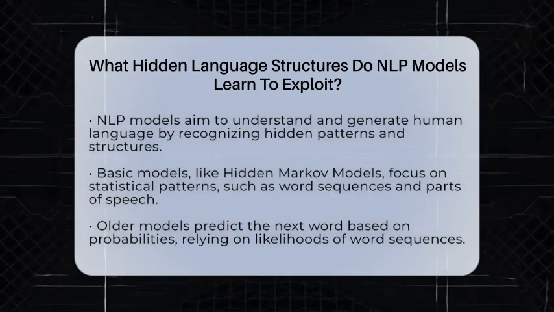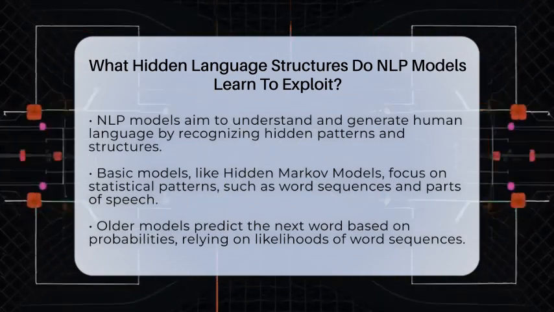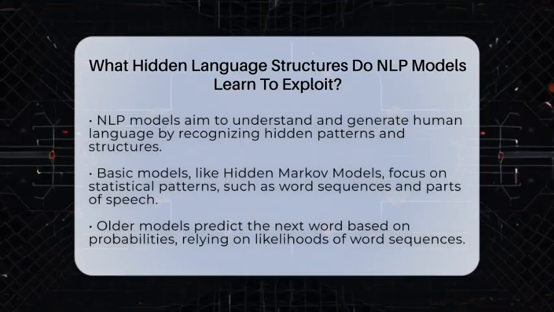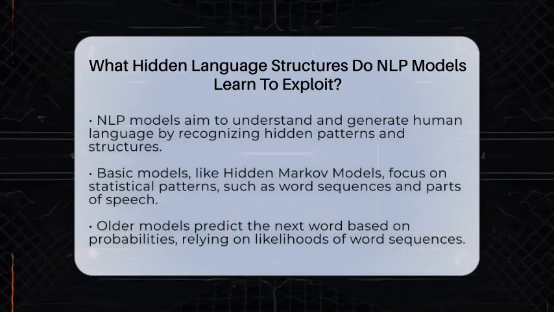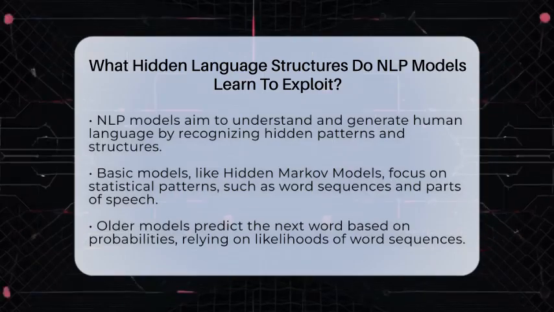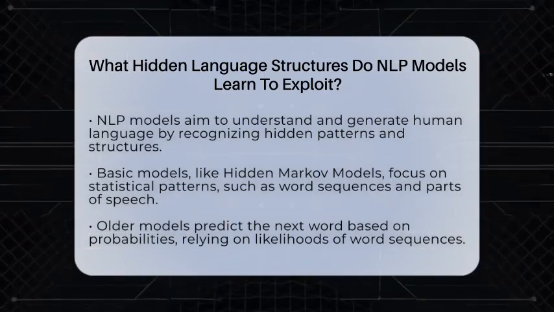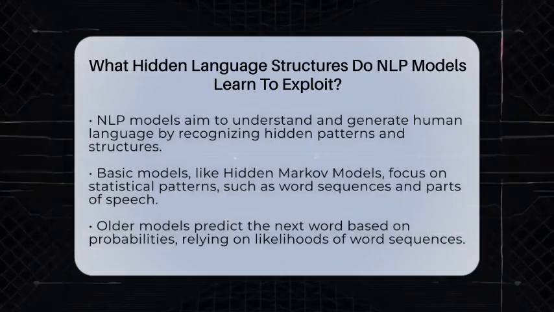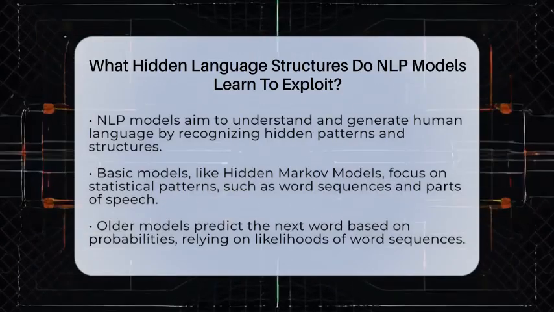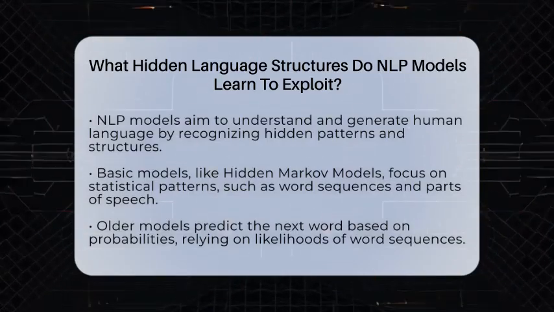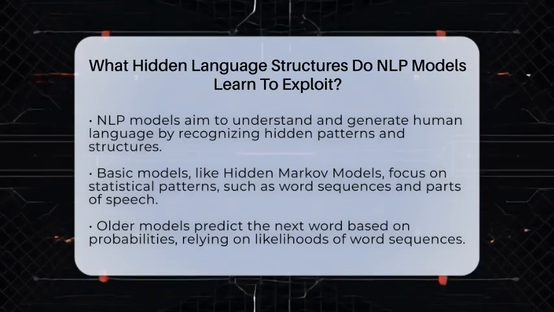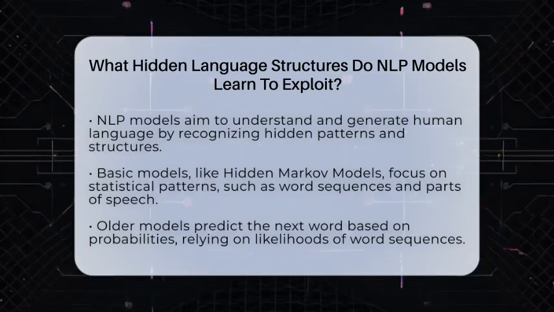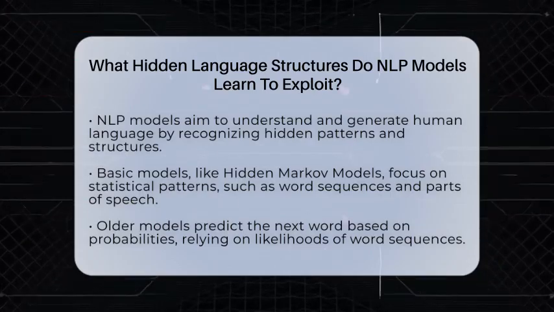At the simplest level, these models look for statistical patterns. For example, they learn which words often come together or follow each other. This is similar to how you might notice that the word cat is often followed by meows or sits. Older models like Hidden Markov models focus on these probabilities to guess what word comes next or what part of speech a word might be. They use the likelihood of certain sequences to make predictions.